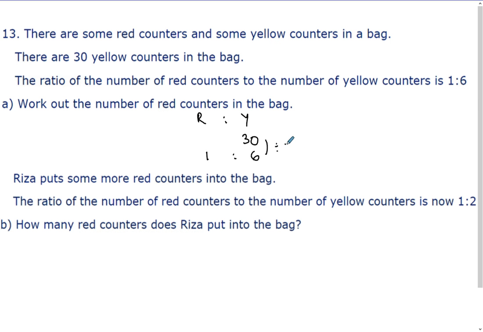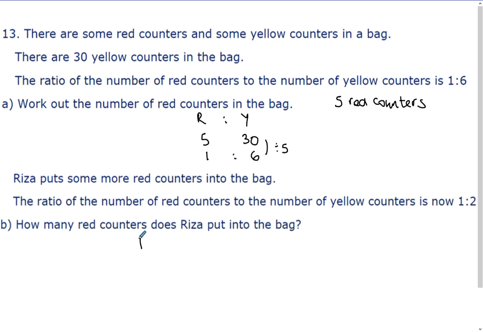We're dividing by 5 there, or multiplying by 5, so that will be 5. Okay, so that was easy. So we've got 5 red counters. Lisa puts more red counters into the bag, so only red counters. So the ratio of the number of red counters to the number of yellow is 1 to 2.